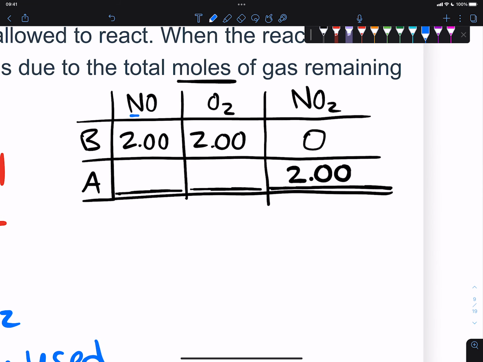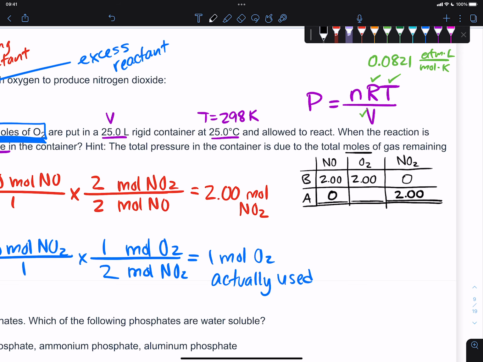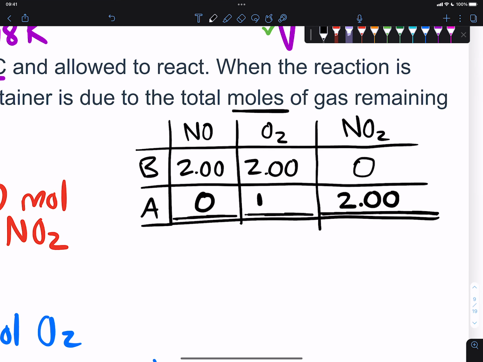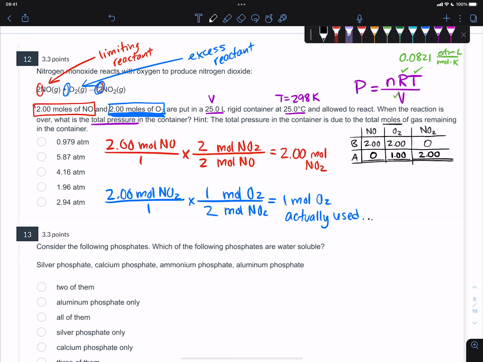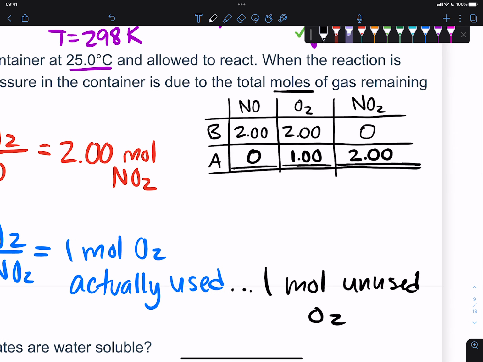Remember, the NO is our limiting reactant, so it will run out to 0. Let's put that in red or black, doesn't matter. It will run out to 0. But what we do understand also is that in the after, how much actual oxygen is remaining? Just a single mole. So 1 mole actually used, 1 mole unused O2. This after part is important because it tells us the total number of moles.